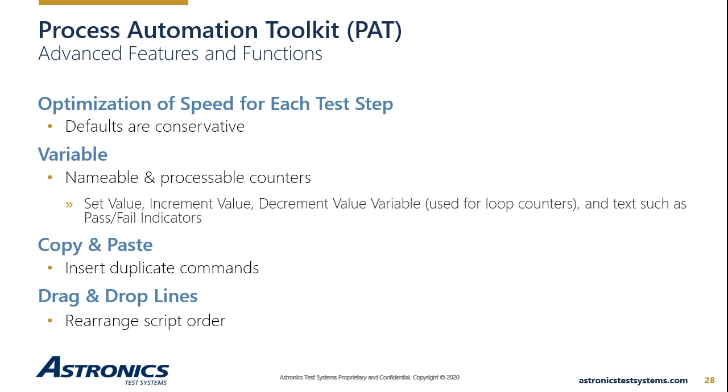Advanced features and functions. PAT has several capabilities and features and functions that are somewhat beyond the scope of this presentation and require a more in-depth explanation. Essentially, they are: we can optimize the speed for each step, as the default timings for each line are conservative and the test scripts can be speeded up. Variable, nameable and processable counters. You can set the value, increment value, decrement value. Variables are used for things like loop counters and text such as pass-fail indicators.